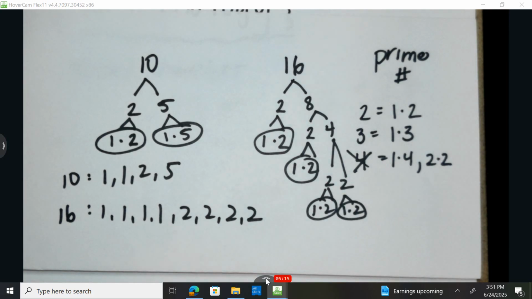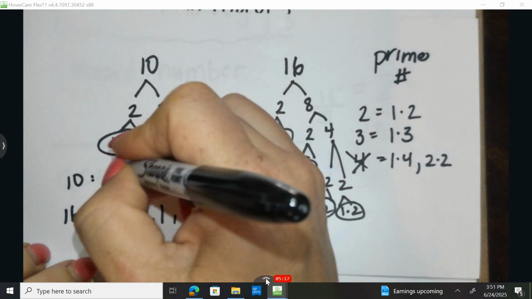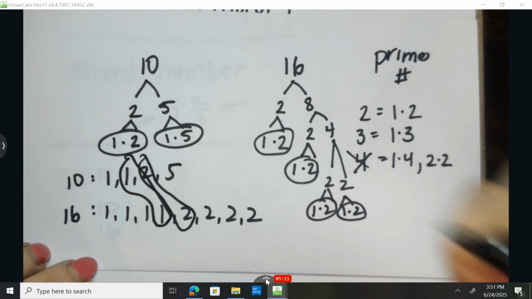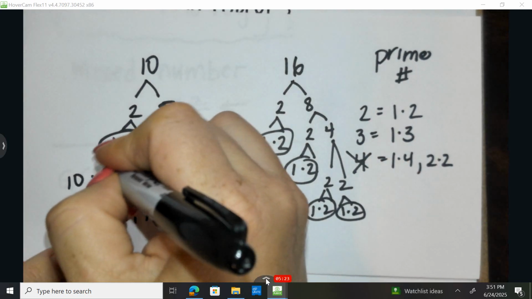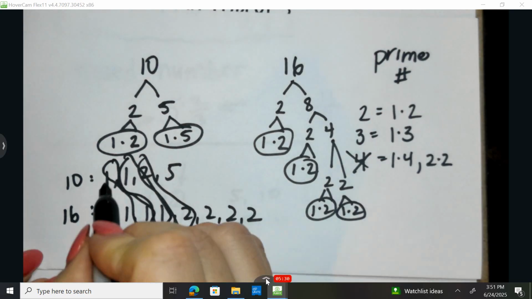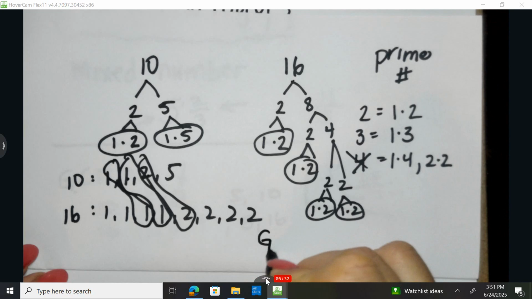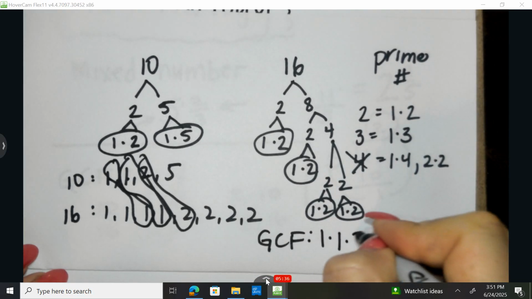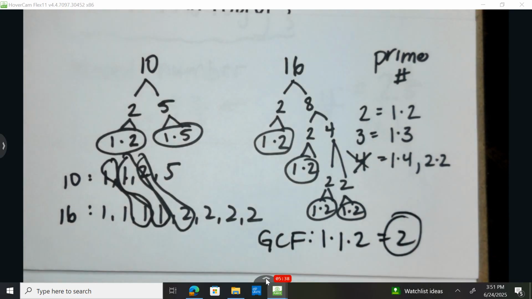How does this help us determine the greatest common factor? We're going to circle what they have in common, and then multiply these values. So 1 times 1 times 2, the GCF of 10 and 16, is in fact 2. What we're going to move on to now is the LCM.